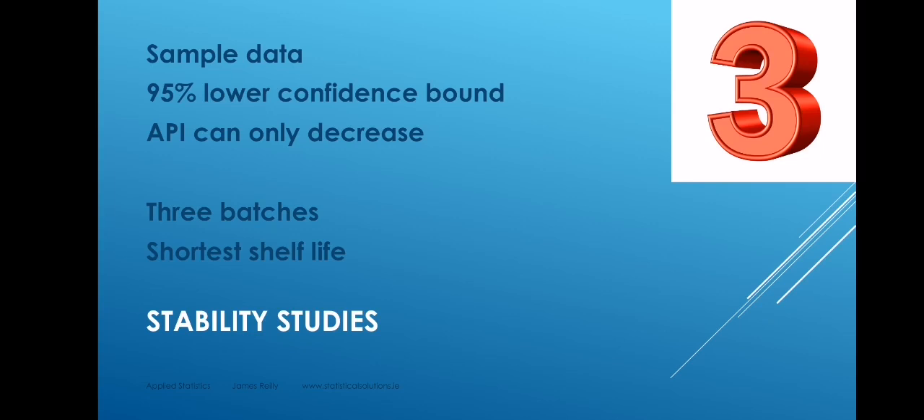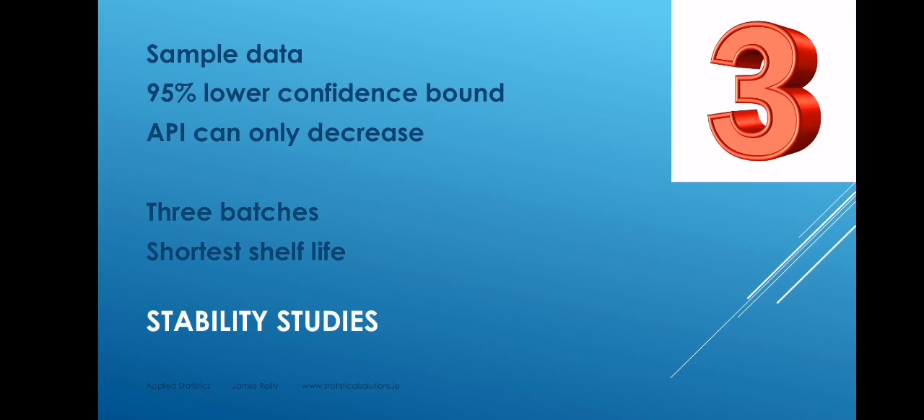Because different batches can behave differently, we typically take 3 batches for carrying out our stability study. And we use the most pessimistic batch to determine the shelf life for all future batches. That is, we use the shortest shelf life that's suggested by the 3 batches. Whichever of the 3 indicates the shortest shelf life, we select that as the shelf life that we will use for all future batches.